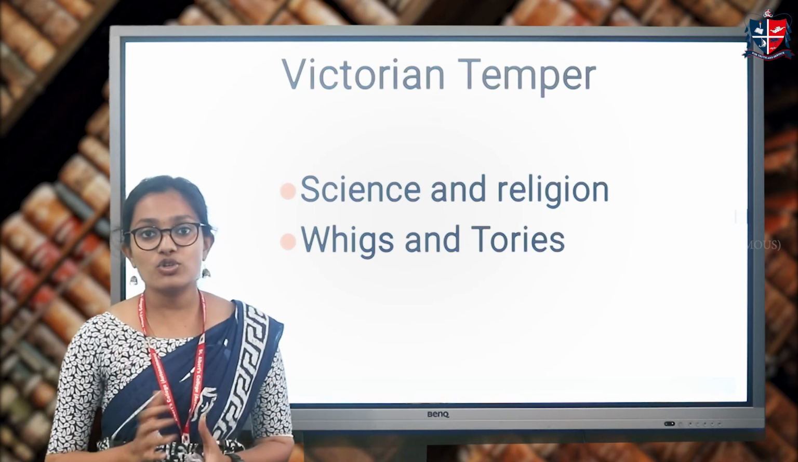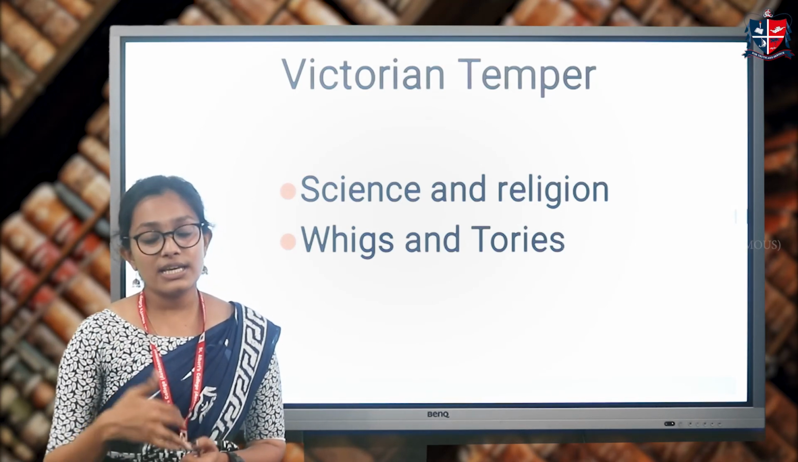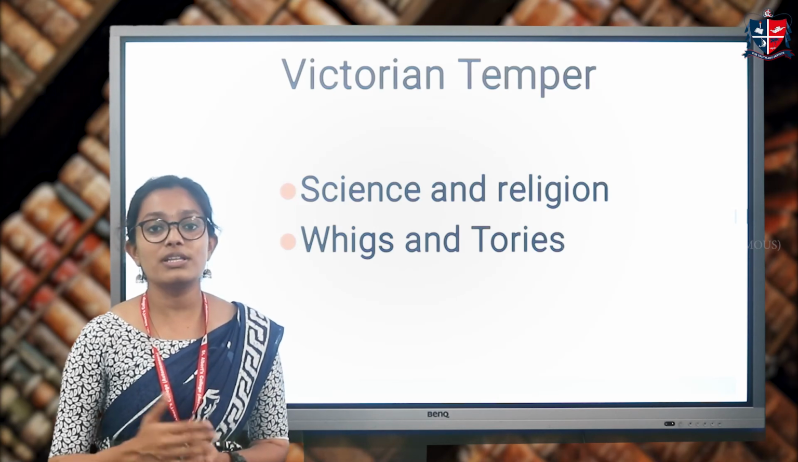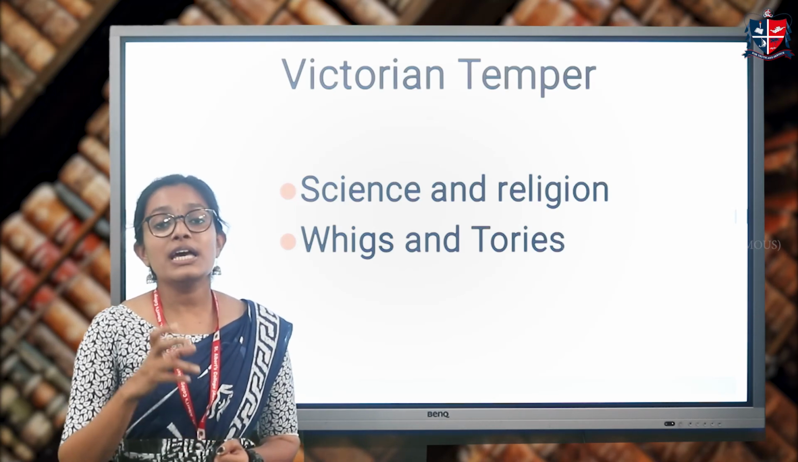So these are the social background of the Victorian period. In the next class or in the future classes, you can see how all this social background is reflected in the literature.